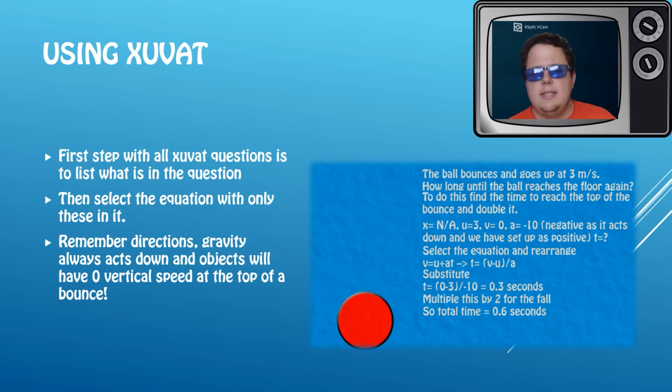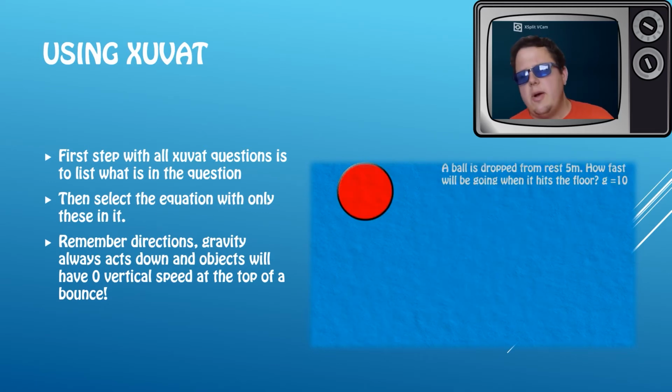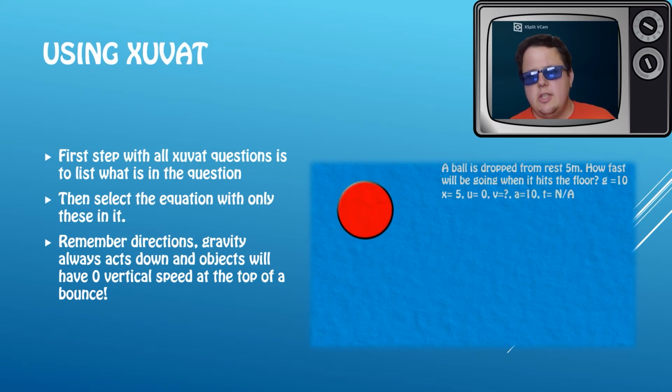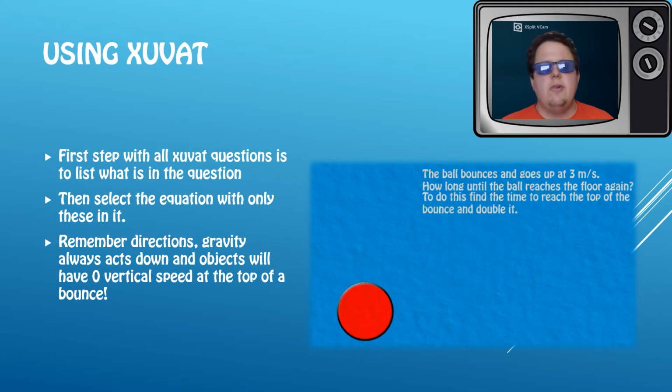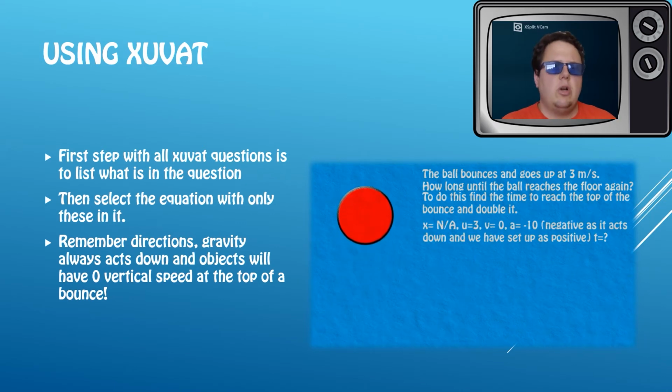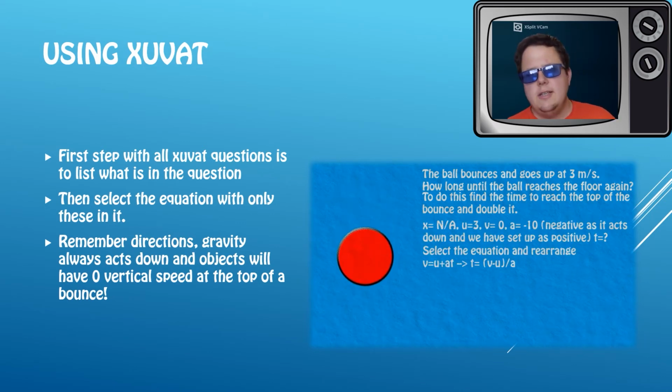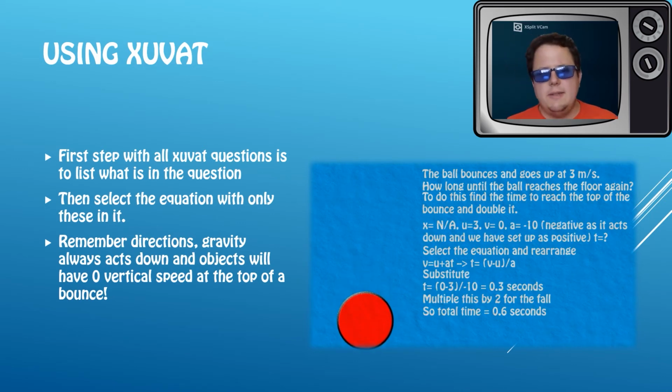I list the things down. So I list that I know x is 5, u is 0, v is what we want to know, a is 10, and time we don't know. So I select the equation that only has the things that I either want or have got. I haven't got t, so I select the equation without t.